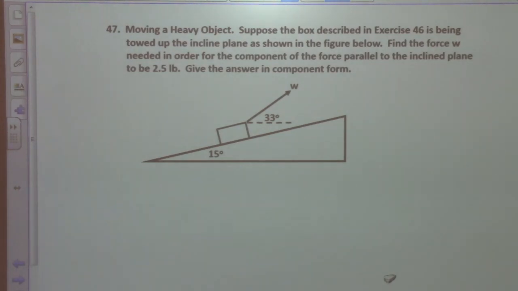Okay, so now moving a heavy object, I want you to look at this. It's similar to the last one, kind of, sort of, but instead of pushing up an inclined plane, we are pulling in this direction. So I want you to look at that and try to make some sense out of it. Find the force W needed in order for the component of the force parallel to the inclined plane to be 2.5 pounds. Oh my gosh. Give the answer in component form. Just toy with that. To me, it's meant to be an extension of problem 46, but I think it's a significantly advanced extension.